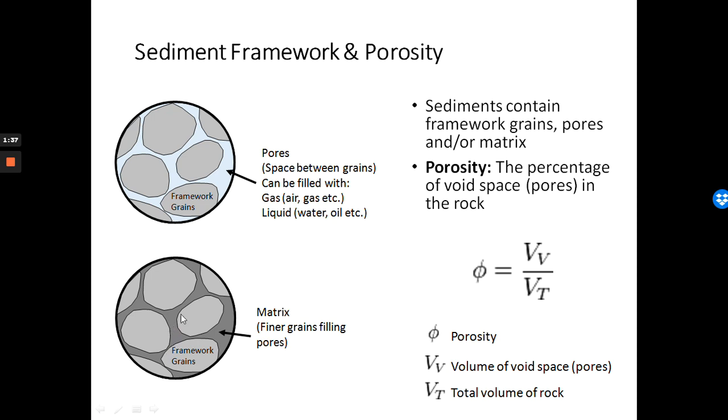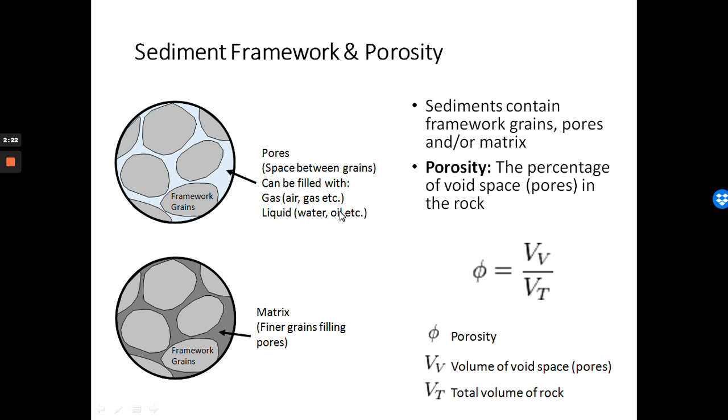Sometimes you have finer grain particles between the framework grains, and this is called the matrix. So you have sand grains and maybe you have silt grains in between. Then you might have empty space between your grains, and these empty spaces are called pores. Those are the spaces between the grains. Your pores can be empty, which doesn't mean it's a vacuum, but it can be filled with gas, or it could be filled with a liquid such as water or oil.